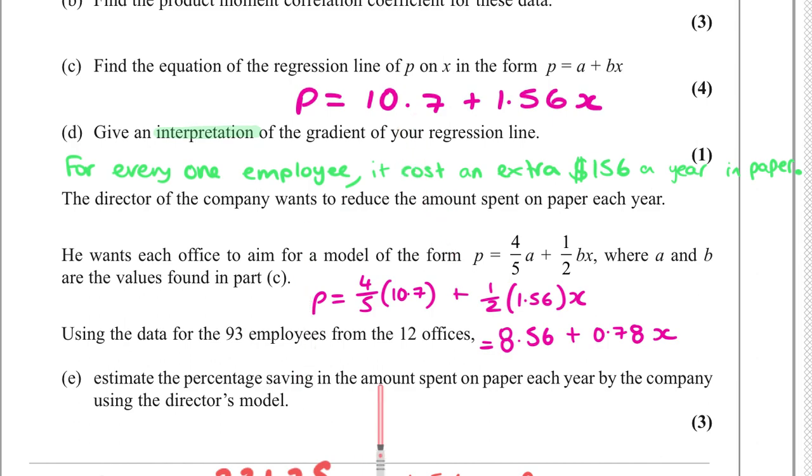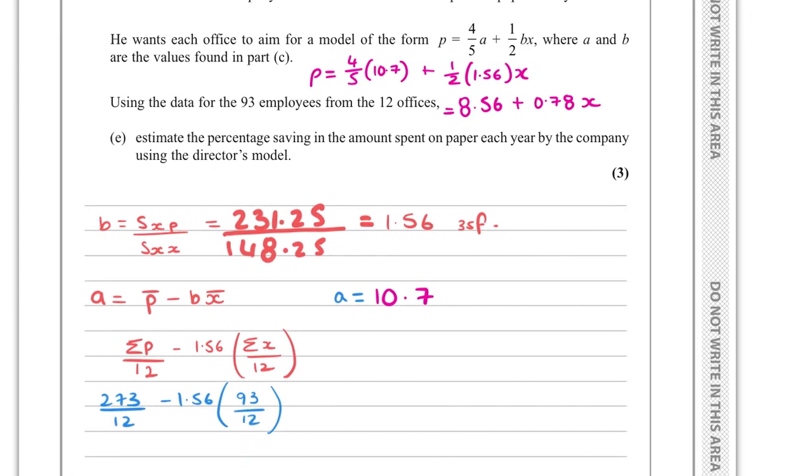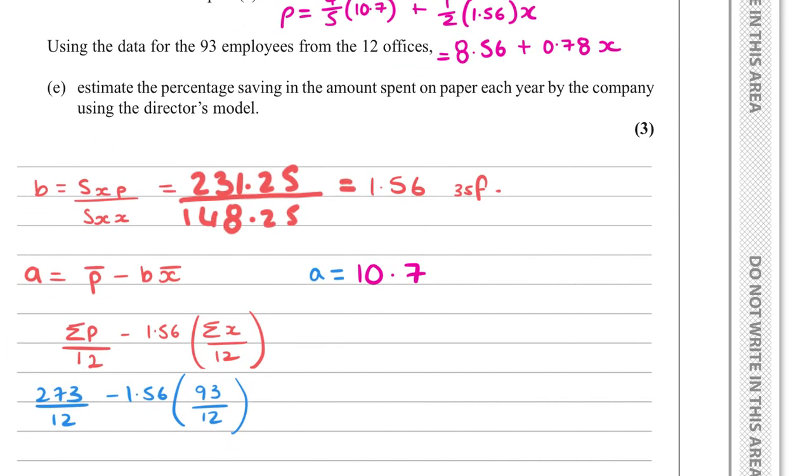Using the data for the 93 employees from the 12 offices, estimate the percentage saving in the amount spent on paper each year by the company using the director's model. Well, this is easy. So we now have our new equation. We also have an old equation. So we need to figure out what is our X, using the data for the 93 employees from the 12 offices, right? So our X is 93 over 12. Why?